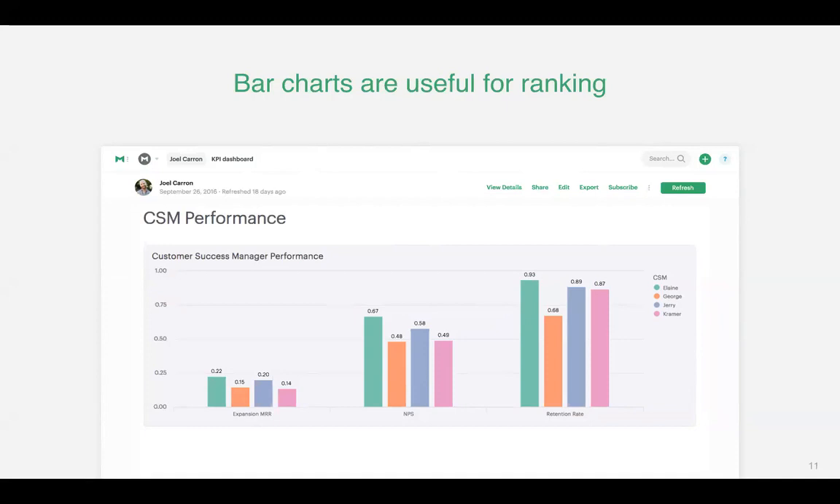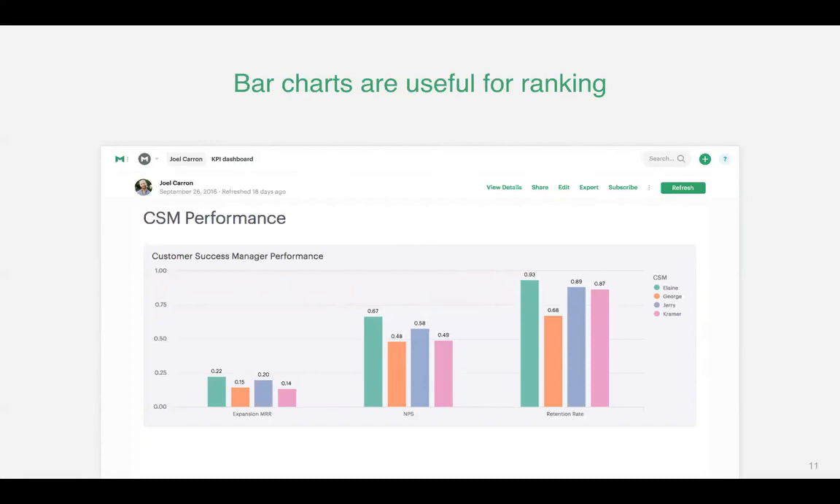First of all, I'd like to show bar charts here. Pretty familiar, one of the most basic chart types, but certainly useful. So in this case, we've got 4 CSMs. You can see Elaine, George, Jerry, and Kramer. If you're a Seinfeld fan, hopefully you got that. And we've got these 3 categories that we mentioned, which is the expansion MRR, the NPS, and the retention rate.